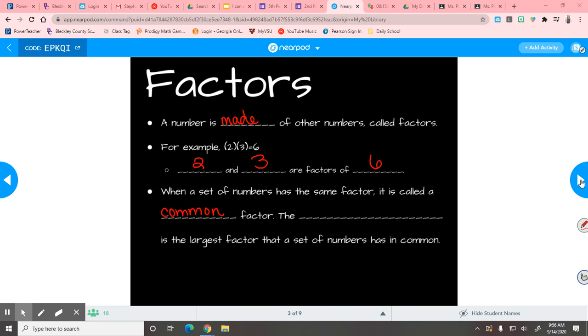The blank is the largest factor that a set of numbers has in common. The greatest, or the GCF, you want to put greatest under there, you can. The greatest common factor is the largest factor that a set of numbers has in common.